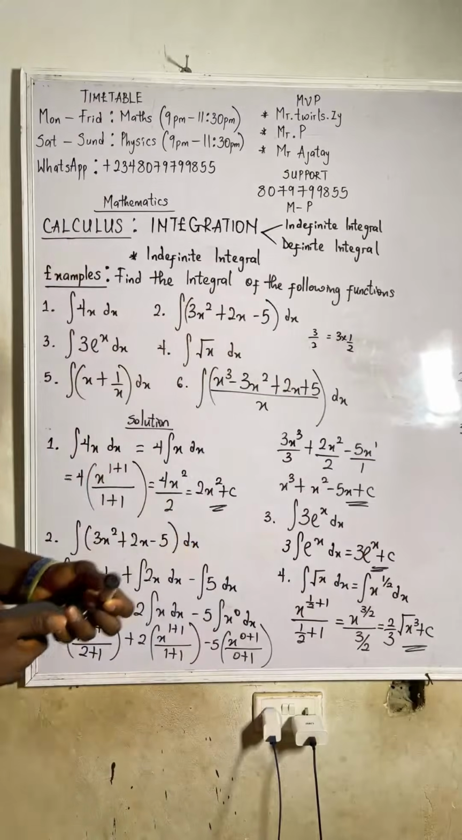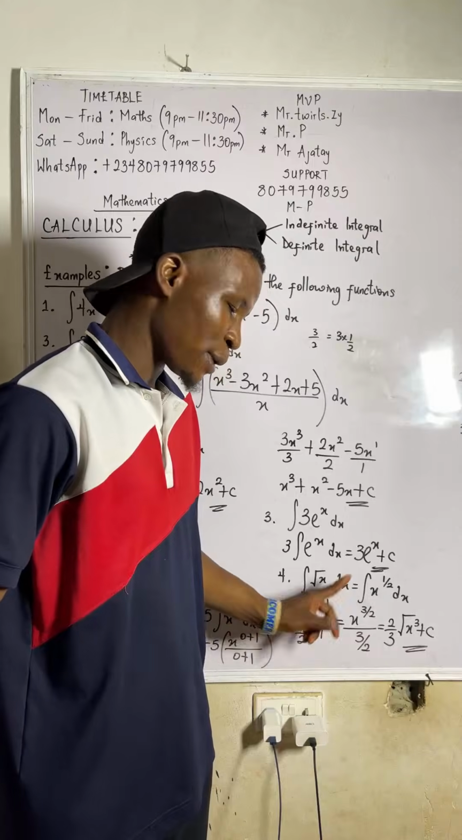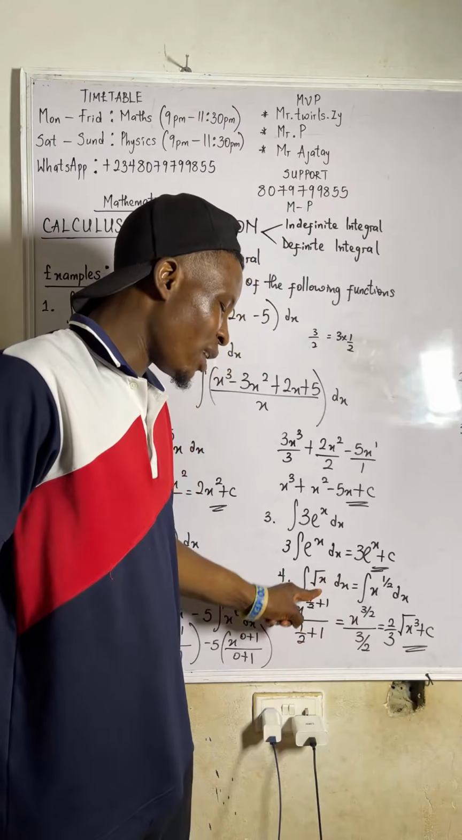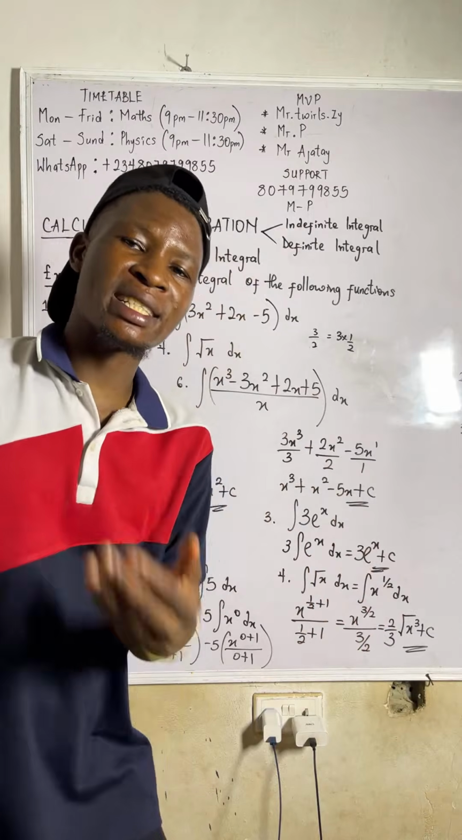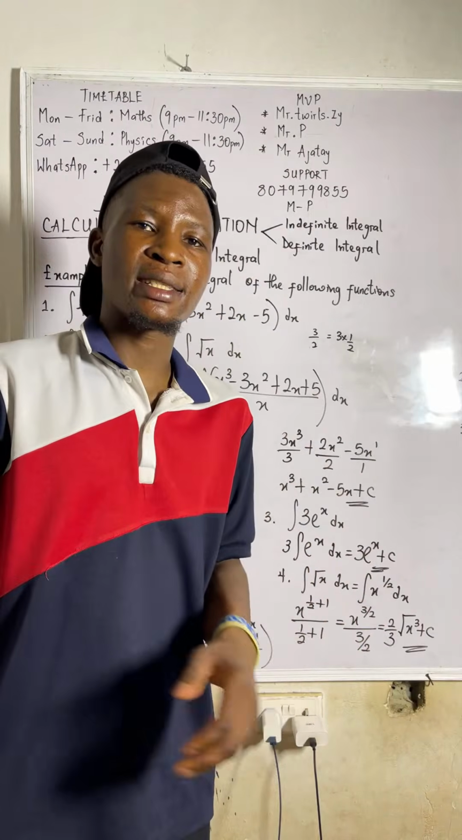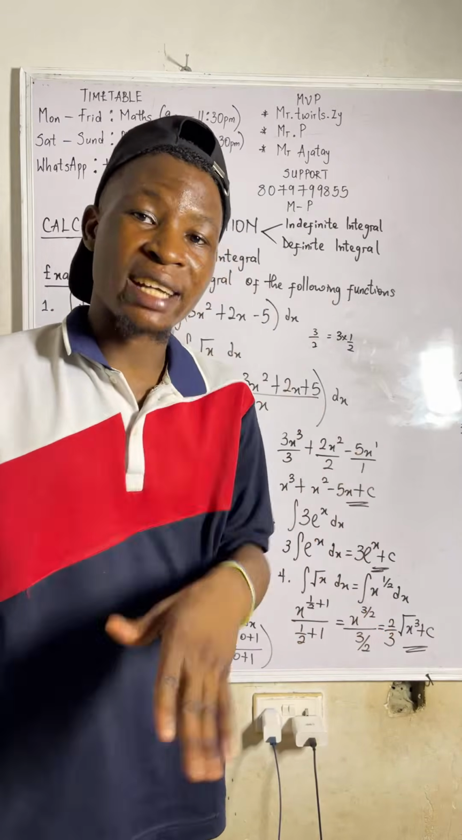You get it? So let me explain question 4 again. We have the integral of square root of x with respect to dx. We cannot integrate like this because it's in square root. You cannot integrate when your x is in fraction or your x is in square root. So you have to first look for another way to write it.